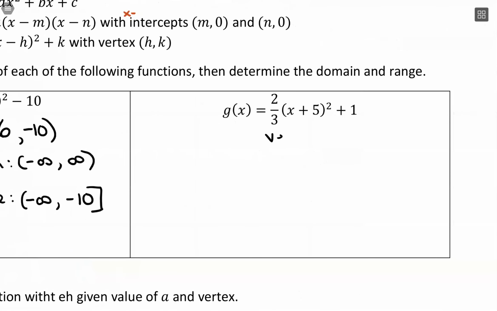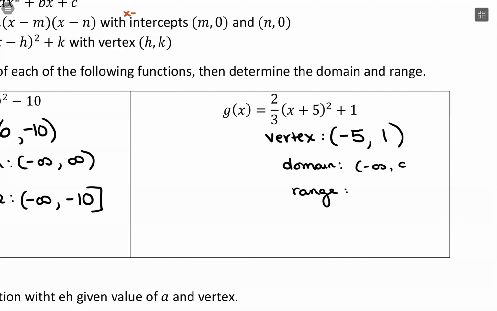All right, with this one, for the vertex, since we see x plus 5, it'll be minus 5 for the x coordinate, and then plus 1 will give us a positive 1 for the y coordinate. Domain and range. So domain I can already answer as negative infinity to positive infinity since it's quadratic.